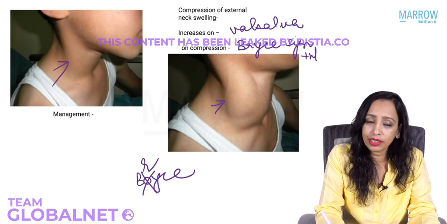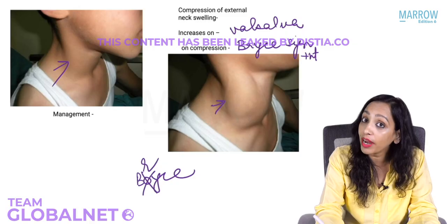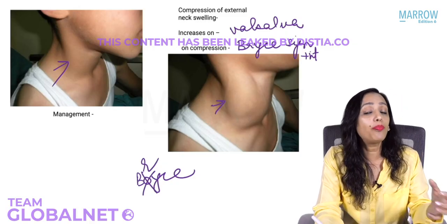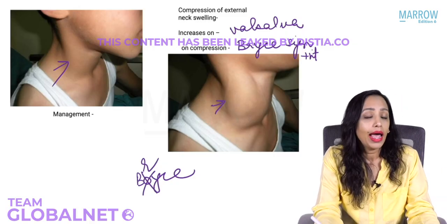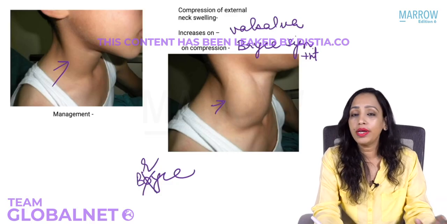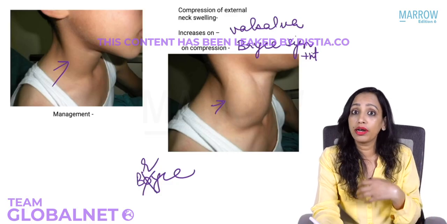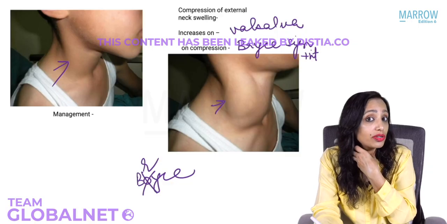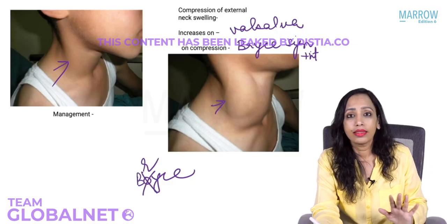Bryce sign is present in laryngocele, and it can get infected. It can lead to laryngopyocele also. That is why we do not want it to get infected and lead to laryngopyocele, which can lead to respiratory distress.